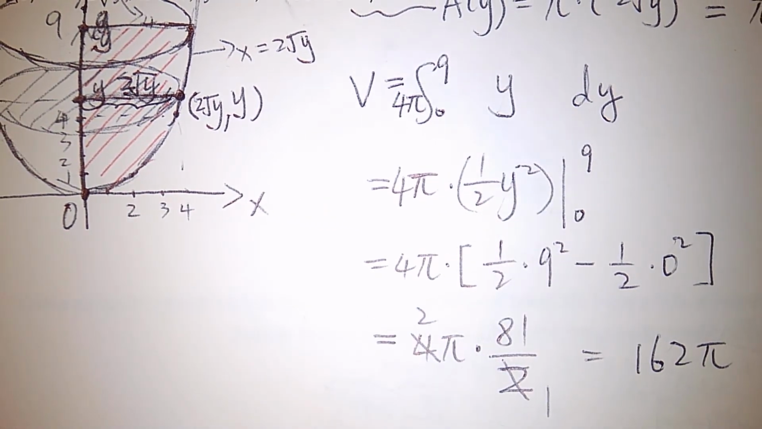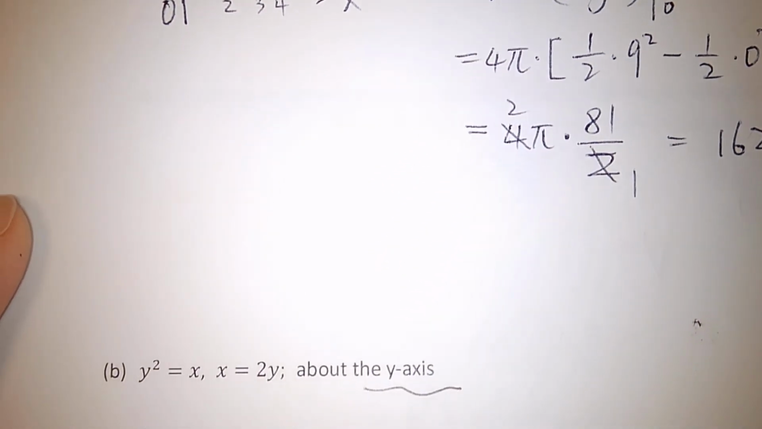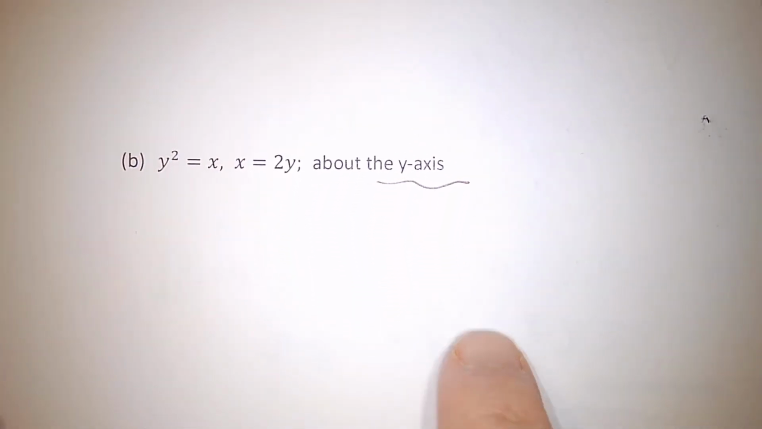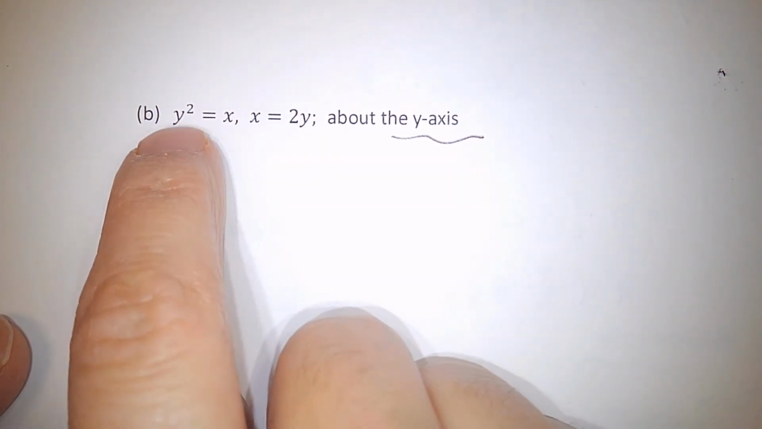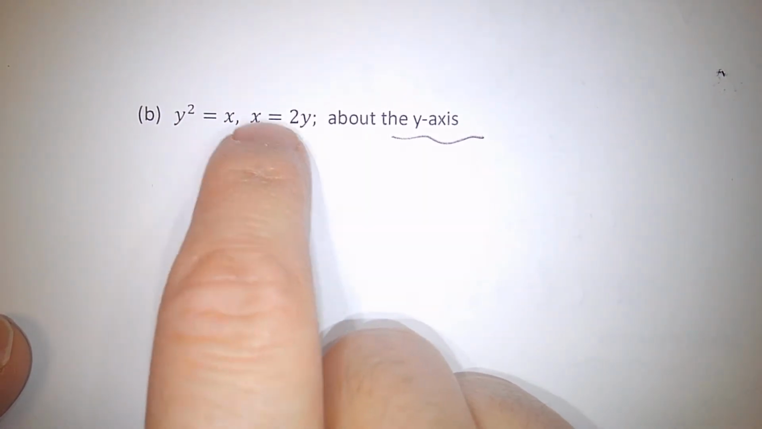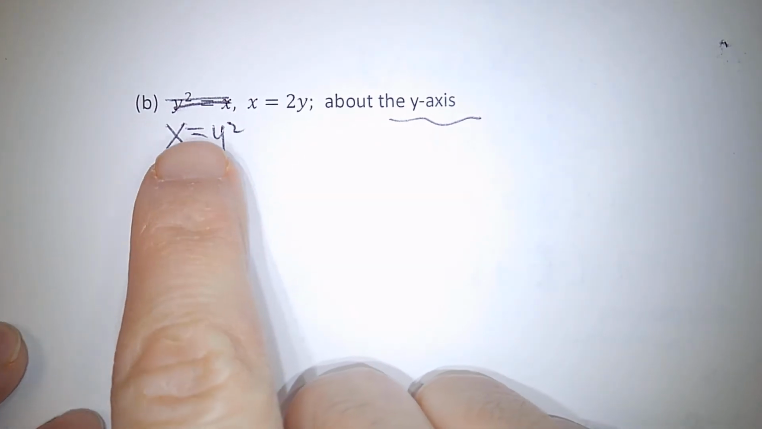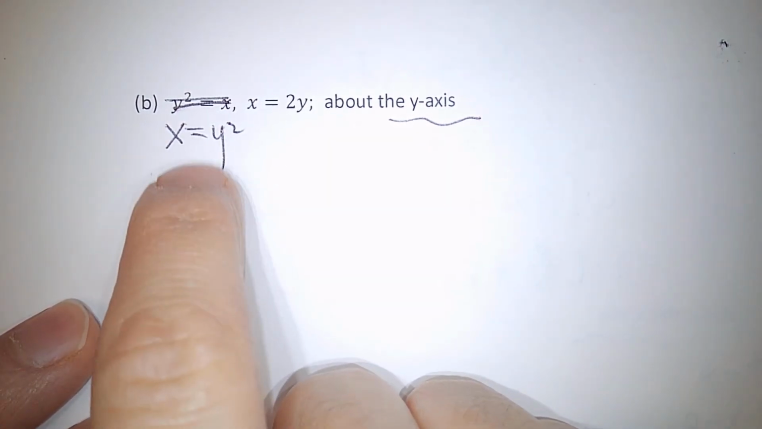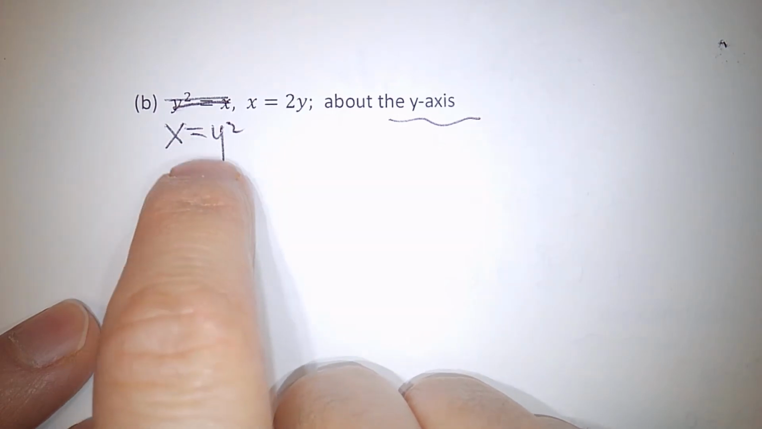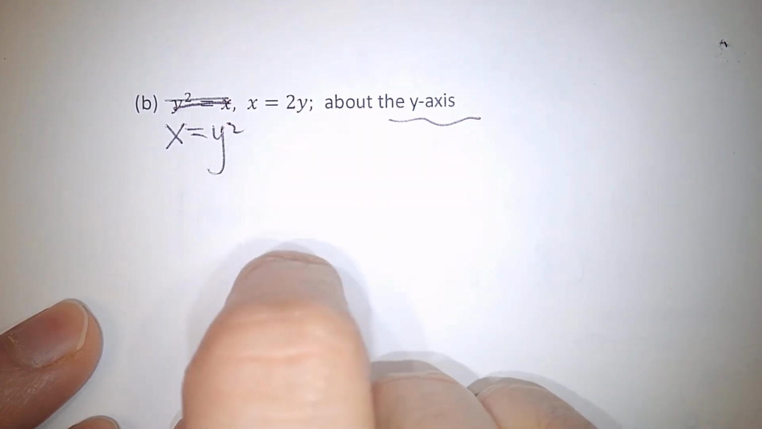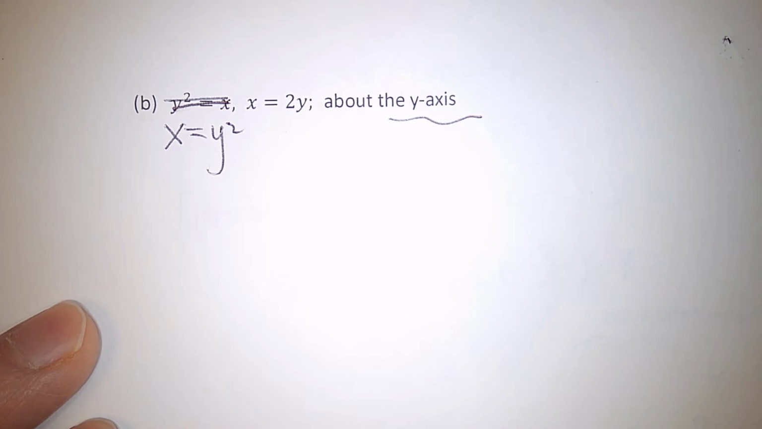Can we move on to the next question? Okay, our next question is find the volume of a bounded region. It is y squared equals x, x equals 2y. So actually it should be read as x equals y squared, okay? Because now we're talking about x as a function of y, right? We can write it like this, but x equals y squared, x equals 2y makes more sense. Looks better.